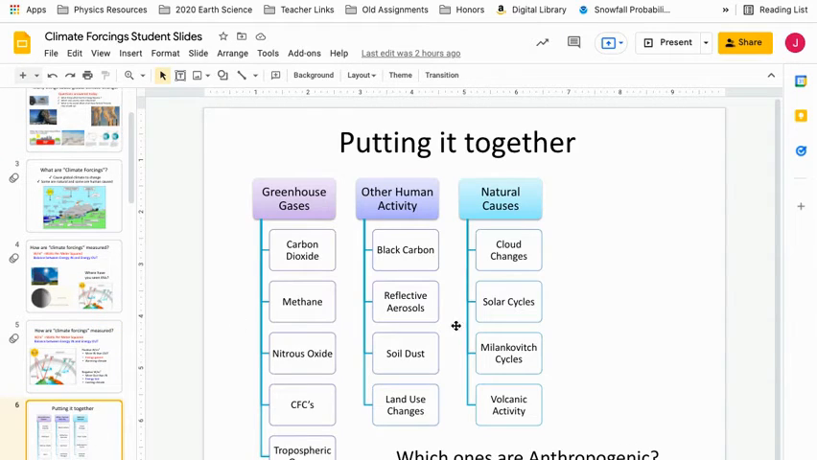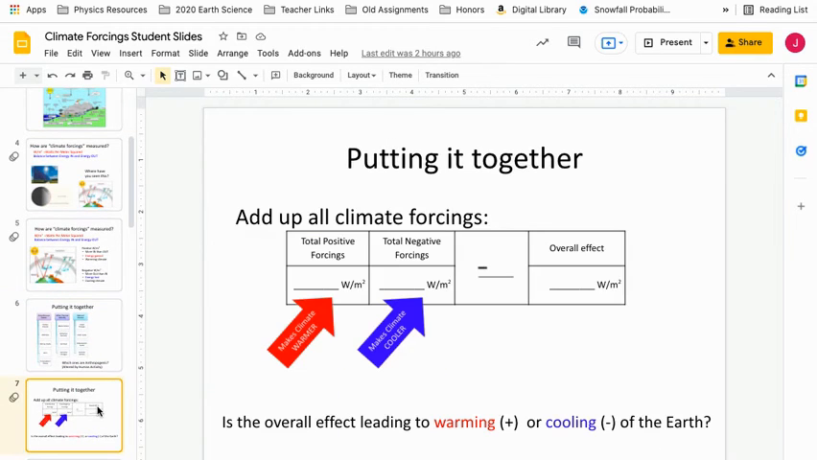So then these are the different things that you'll be looking at today. The greenhouse gases and seeing how those affect things and how we affect the amount of greenhouse gases. This should be a bit of a review for you. Some other human activities that we do to change some things, and then some natural causes and how they affect climate forcings. When you're done going through the slides, you will tally it all up, and all the positive forcings will go here, all the negative forcings will go here, and you will subtract out and determine what the overall effect is. So, are we getting a warming or a cooling climate?